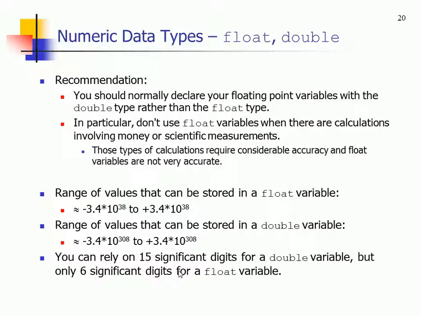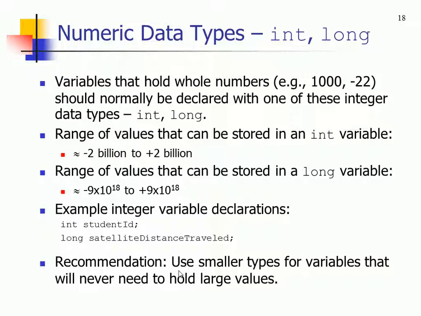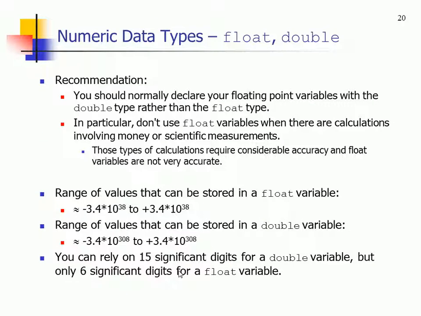Now, here's where our recommendations go out the window. Remember this recommendation here at the bottom? What does it say for int and long? Use smaller types of variables that will need to hold small data. But look over here. You should normally declare your floating point variables with a double rather than float, no matter what the size is.